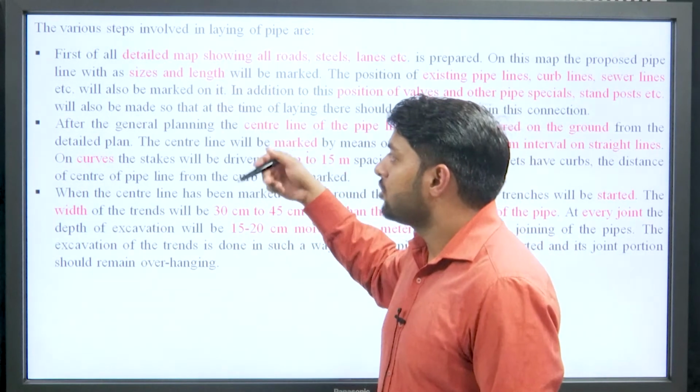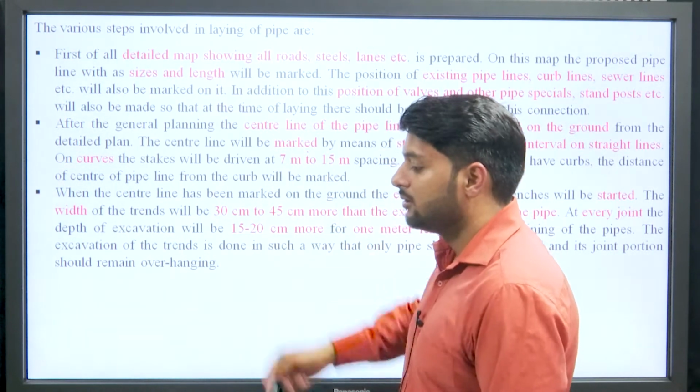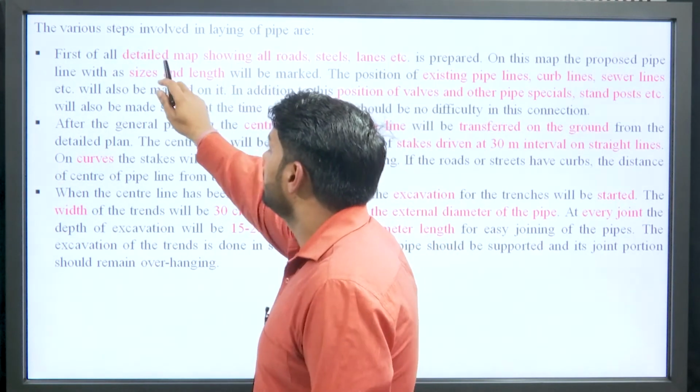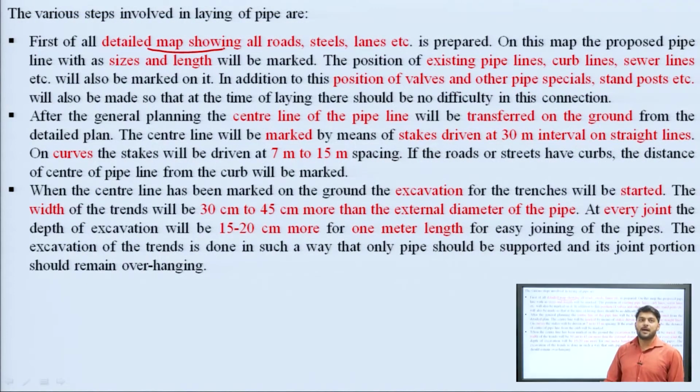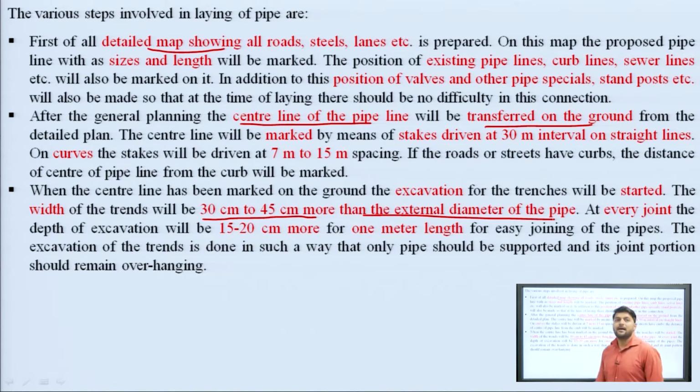So, in order to line out or draw or mark the distribution system, we need a detailed map which shows a road, street, lane, so we can plan for it. And after getting the maps, what we are going to do? We are going to draw the center line of pipe, and this center line of pipe should be transferred on the ground. And after transferring to the ground, basically, we are going to excavate it, and while doing the excavation, certain points should be remembered: the width of trenches should be 30 to 45 centimeter more than the external diameter of pipe, and at the point where we have to make joints, the depth of excavation should be 15 to 20 centimeter more, and for 1 meter of the length, so that joining of pipe should be easy.